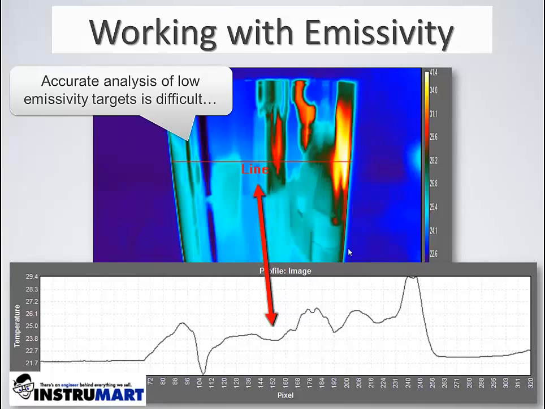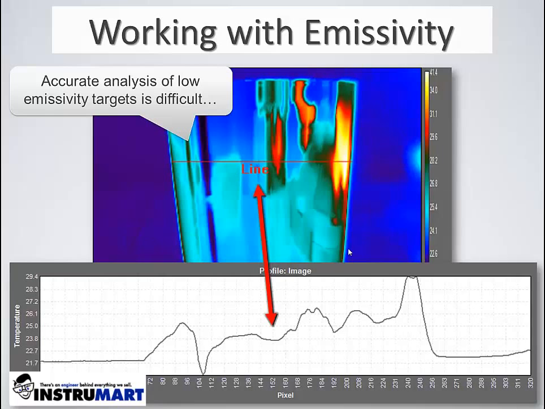Now, this apparent temperature variation shown here is a lie. In reality, there is no thermal variation across the surface of the stainless steel cup. The apparent variations shown here are a direct result of low emissivity and reflected radiation. As a general rule, targets with low emissivity, below 0.7, are difficult to measure. And targets with very low emissivities, below 0.2, well, they are very difficult and sometimes impossible to measure.